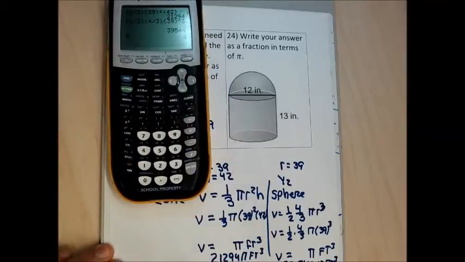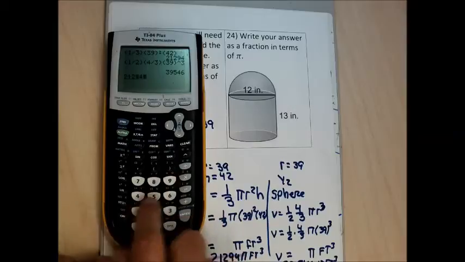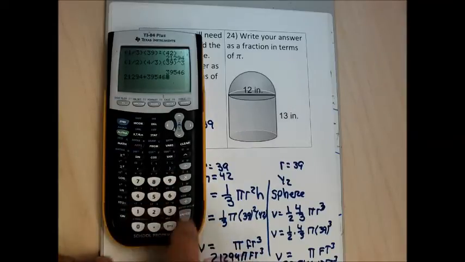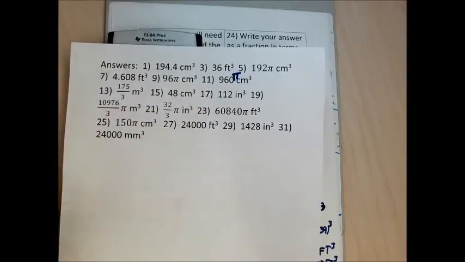So the answer is going to have a big number. It's going to have pi feet cubed, and I need to add 21,294 plus 39,546. So let me just do that real quickly here. So 21,294 plus 39,546. So I had to add the two volumes together, and I get 60,840 as the number part. The pi and the feet cubed part stay alone, and they don't change. This is exactly what I had written for 23. 60,840 pi cubic feet is my volume.